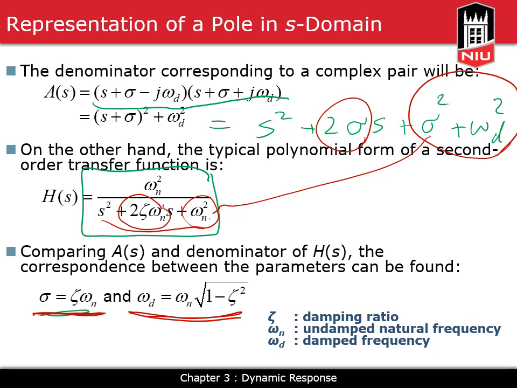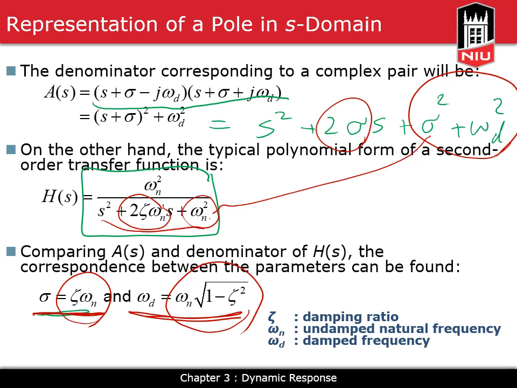This means if we have a second order transfer function, it has two poles because its denominator is a second order polynomial of s. The real part of the pole is negative sigma, and sigma is equal to zeta omega n. The imaginary part is either positive j omega d or negative j omega d, where omega d is written as this, omega n times the square root of 1 minus zeta squared.